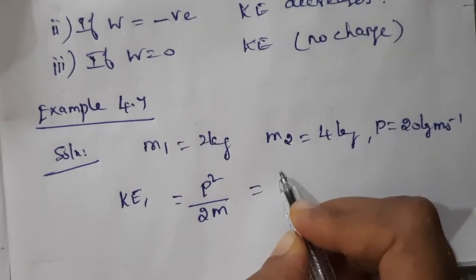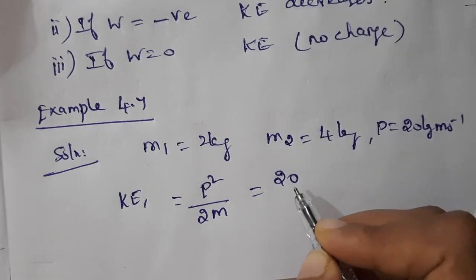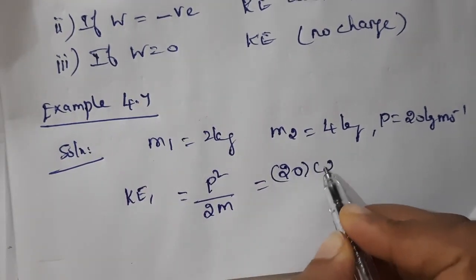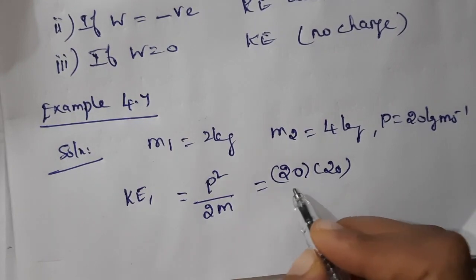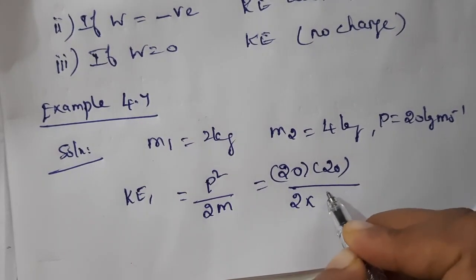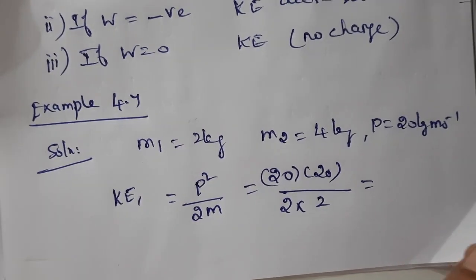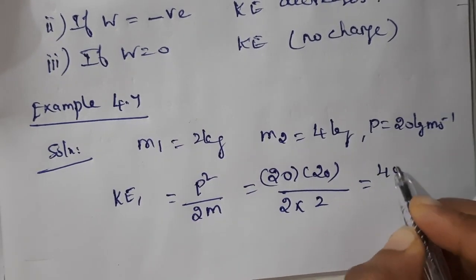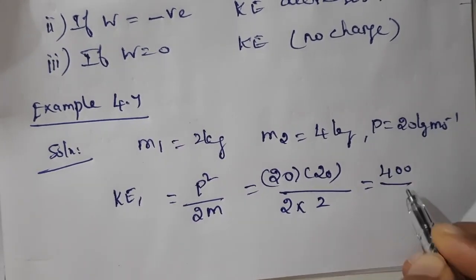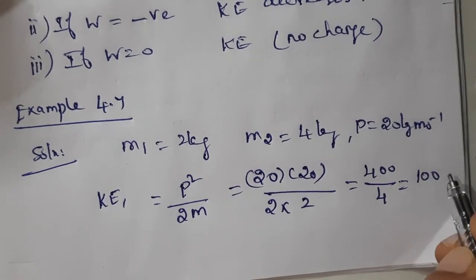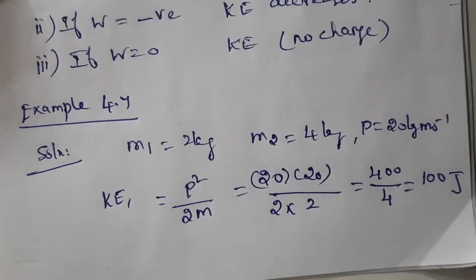What is p square? 20 kg m s raised to minus 1. So 20 into 20 divided by 2 into the mass. First object, 2 kg. 20 into 20 is 400, divided by 2 into 2, that is 4. So what is the answer? 100 joule for the first mass.